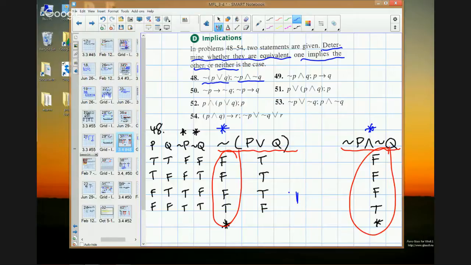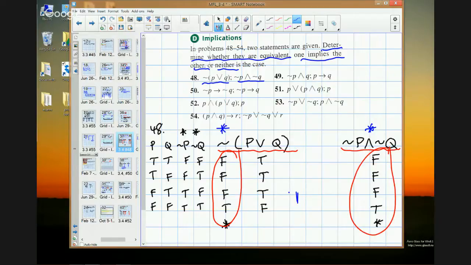Okay, what does it mean if the two statements are equivalent? What do you know about equivalent statements? They're equal. Yeah. So in other words, if you do the two separate truth tables, they should come out to exactly the same answer, right? Okay. What's the second one? How do we know if one implies the other? I just taught that to you today.